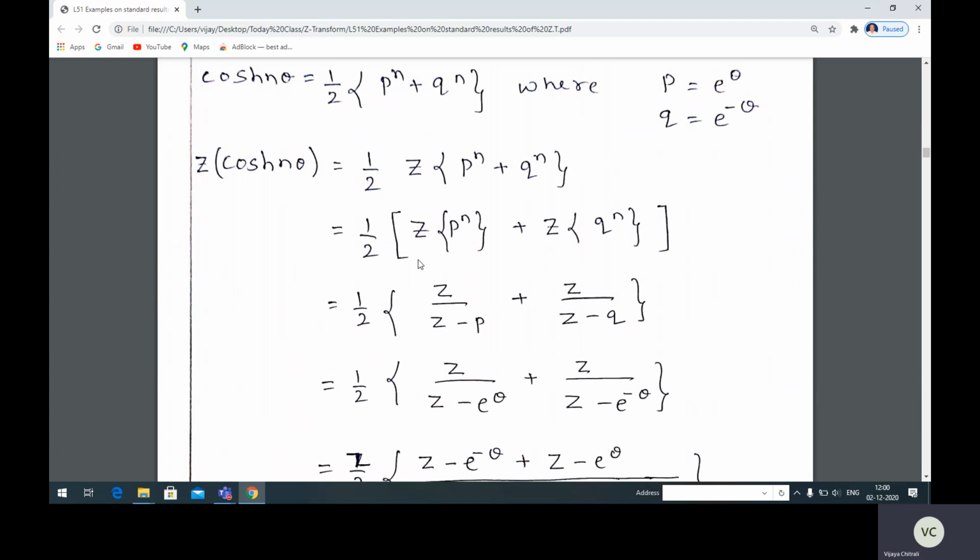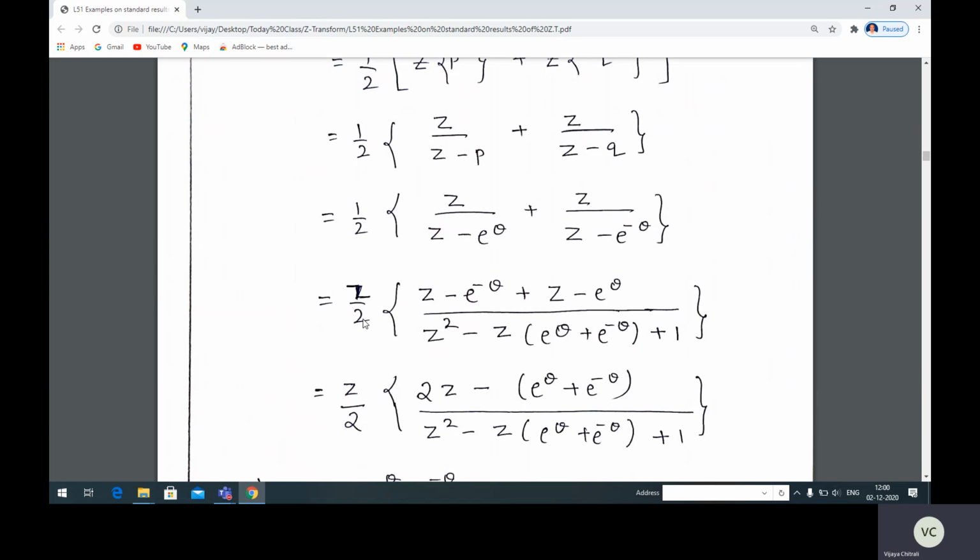So 1 by 2 z divided by z minus e raised to theta plus z divided by z minus e raised to minus theta. Now take LCM. Here z is common, take it outside. So left with what here? z by 2. And take LCM. z minus e raised to theta is there.